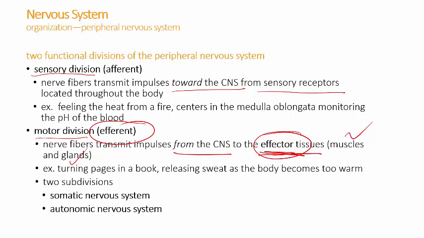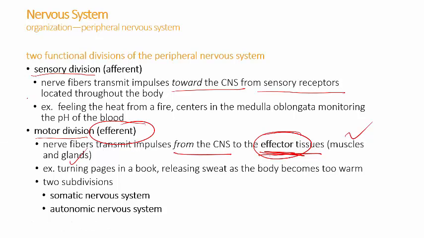So for example, as you turn pages in a book, you're responding to efferent impulses coming from the brain telling you to turn those pages. Or as your body releases sweat because you've become too warm, that's, again, efferent transmission from the central nervous system.